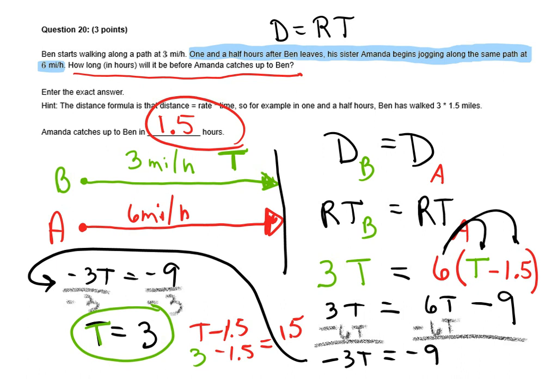Now, there's more than one way you could solve this problem. It probably would have made more sense to let Amanda be t, and then Ben would have to be t plus 1.5. That way, when I'm done solving for t, I know Amanda's time. But the way it was worded, it said she left 1.5 hours after Ben, so I just started with Ben. But anyway, I hope that makes sense.